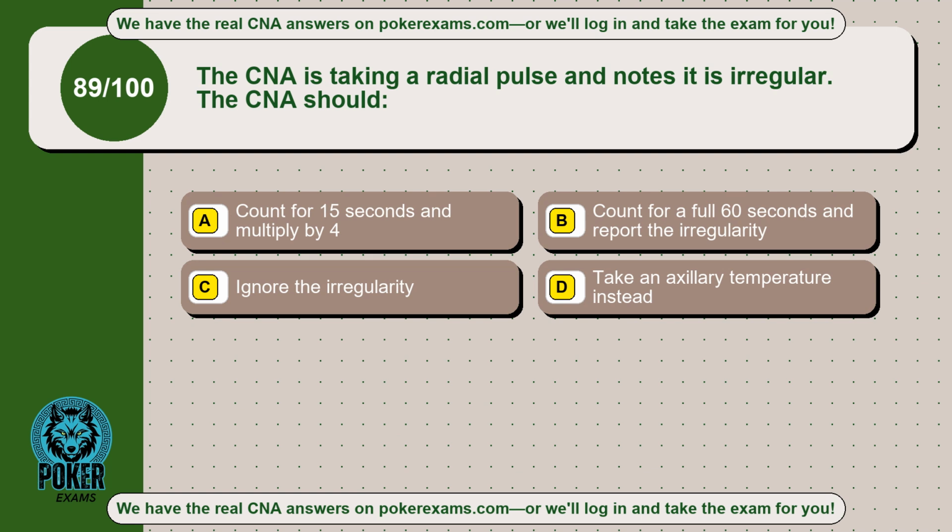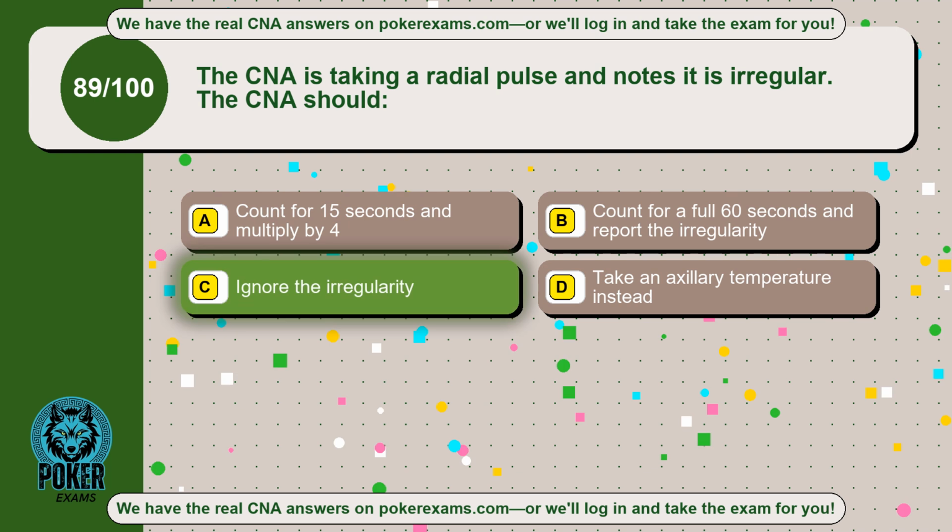Question 89. The CNA is taking a radial pulse and notes it is irregular. The CNA should: Option A, count for 15 seconds and multiply by 4. Option B, count for a full 60 seconds and report the irregularity. Option C, ignore the irregularity. Option D, take an axillary temperature instead.